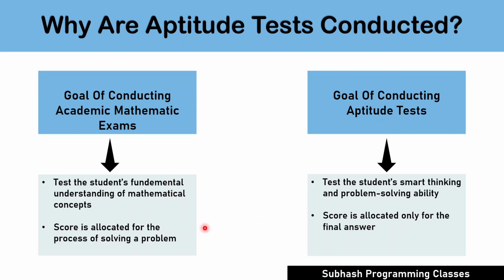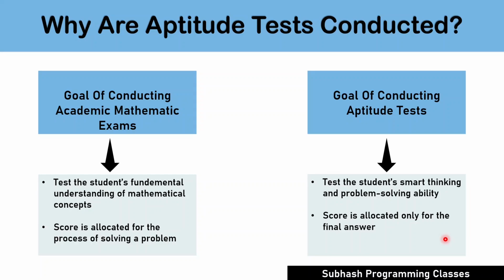In academic exams, 70% to 80% of the marks for a problem is allocated for the process or the approach and hardly 20% to 30% of the marks are allocated for the final answer. Whereas in aptitude test, you will score only if the final answer is right. This is the major difference between academic exams and aptitude tests. So, what is the moral of the story? The moral of the story is that in aptitude tests, when only the final answer matters, you must use smarter approaches or unconventional methods, also called lateral thinking methods, to solve mathematical problems.